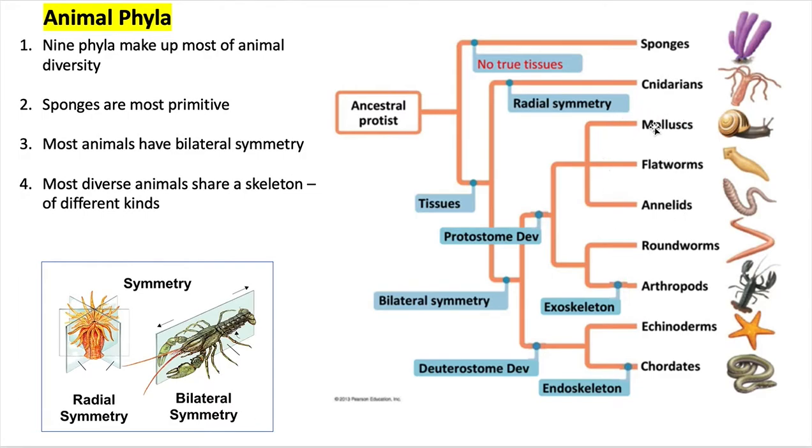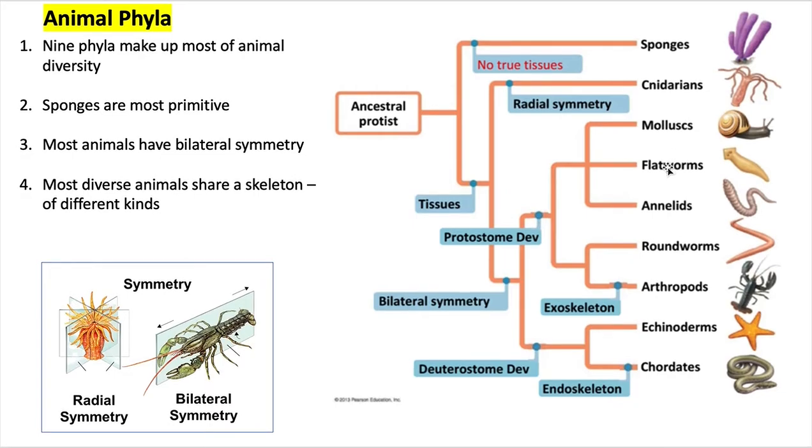And then there are a cluster of animals that are together here called mollusks, which include clams and snails and squid. And then flatworms, which include tapeworms, and flukes, which are parasites. And then annelids, which include earthworms. And then roundworms, which are parasites, many of them. And then arthropods, which include insects and crayfish. And then, so these are together, right? And these are together. And then these two are together. And these are starfish, right? And us, chordates.